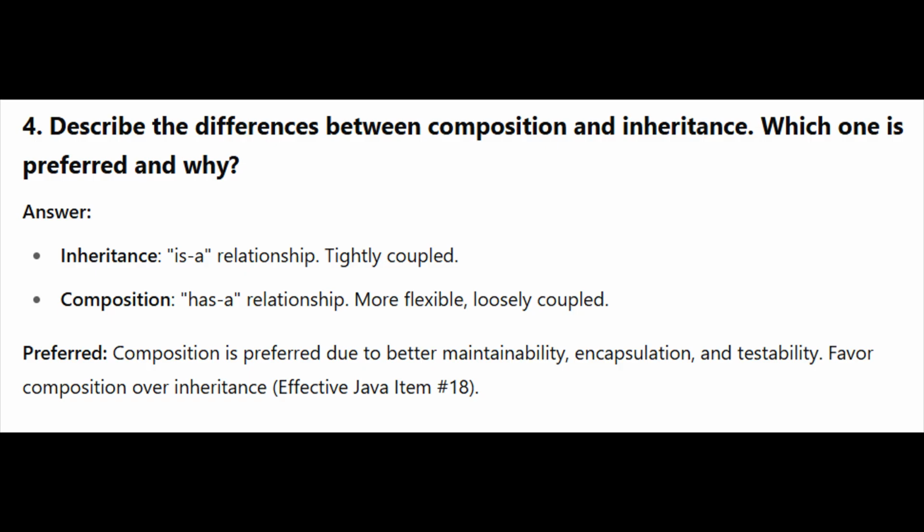4. Describe the differences between composition and inheritance. Which one is preferred and why? Answer. Inheritance is an is-a relationship, tightly coupled. Composition is a has-a relationship, more flexible, loosely coupled. Composition is preferred due to better maintainability, encapsulation, and testability. Favor composition over inheritance, Effective Java Item 18.